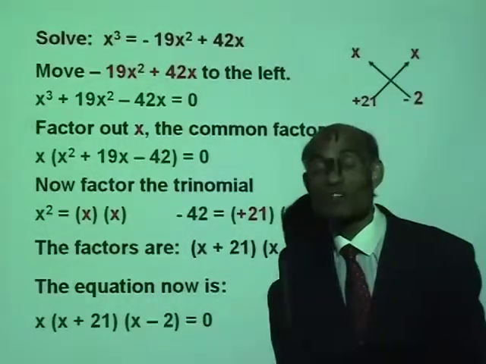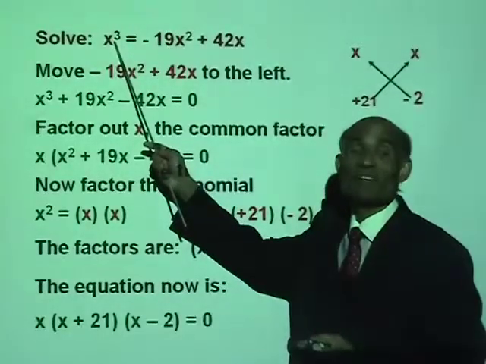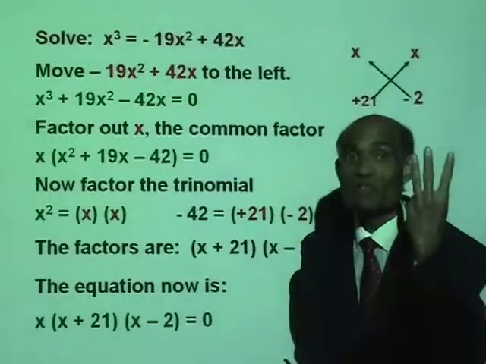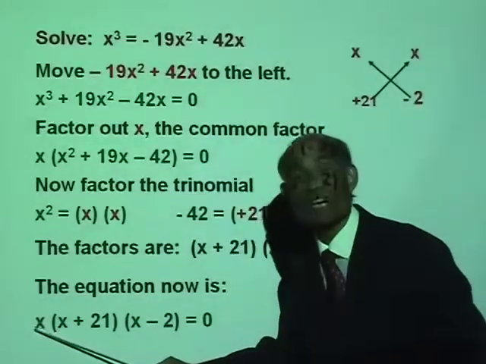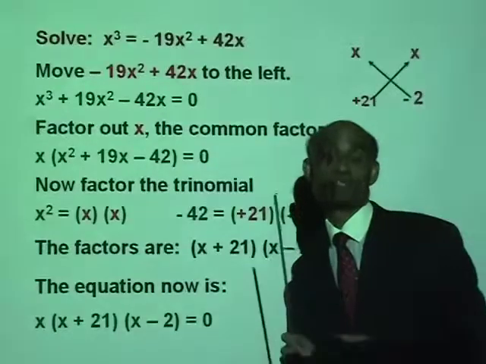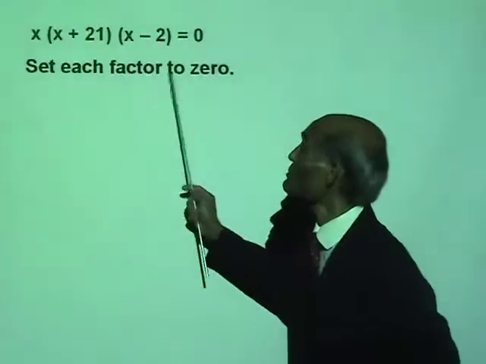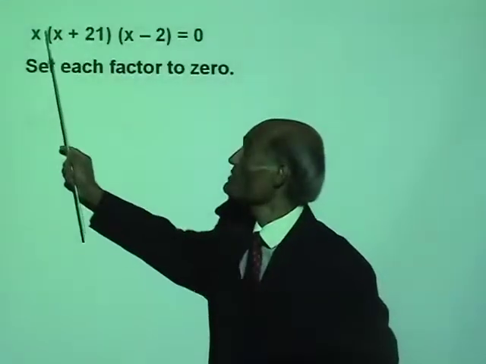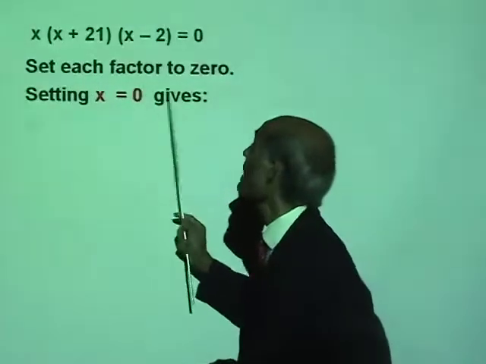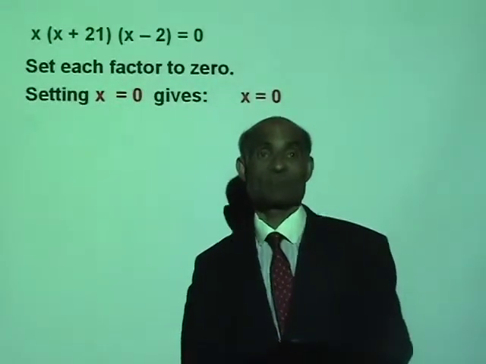How many values of x would you expect to get here? This is a third degree equation. A third degree equation has 3 solutions, and each factor, when you set it equal to 0, will give you 1 solution for x. Alright, let's go and do that. Set each factor to 0. The first factor is x. Setting that equal to 0 will give me x equal to 0. That is the first value of x.